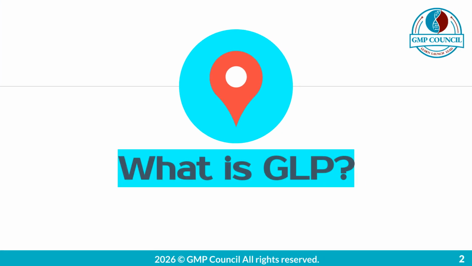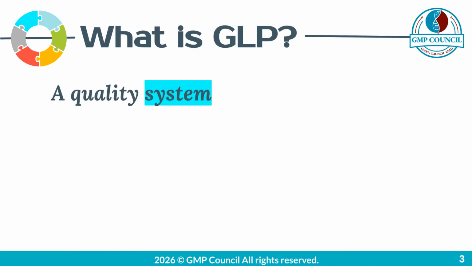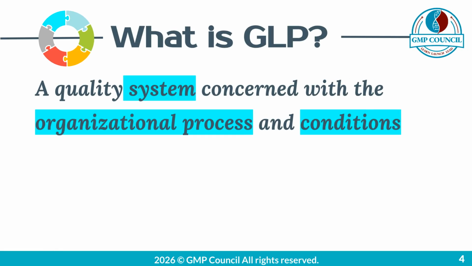Before we dive into the technical regulations, we need to address a deceptively simple question. What actually is GLP? Think of GLP as the operating system running silently in the background of every compliant laboratory. It's an integrated framework engineered to guarantee data reliability. Now that we know GLP is a quality system, let's see what this system actually governs in practice. Next, notice the phrase organizational process and conditions.